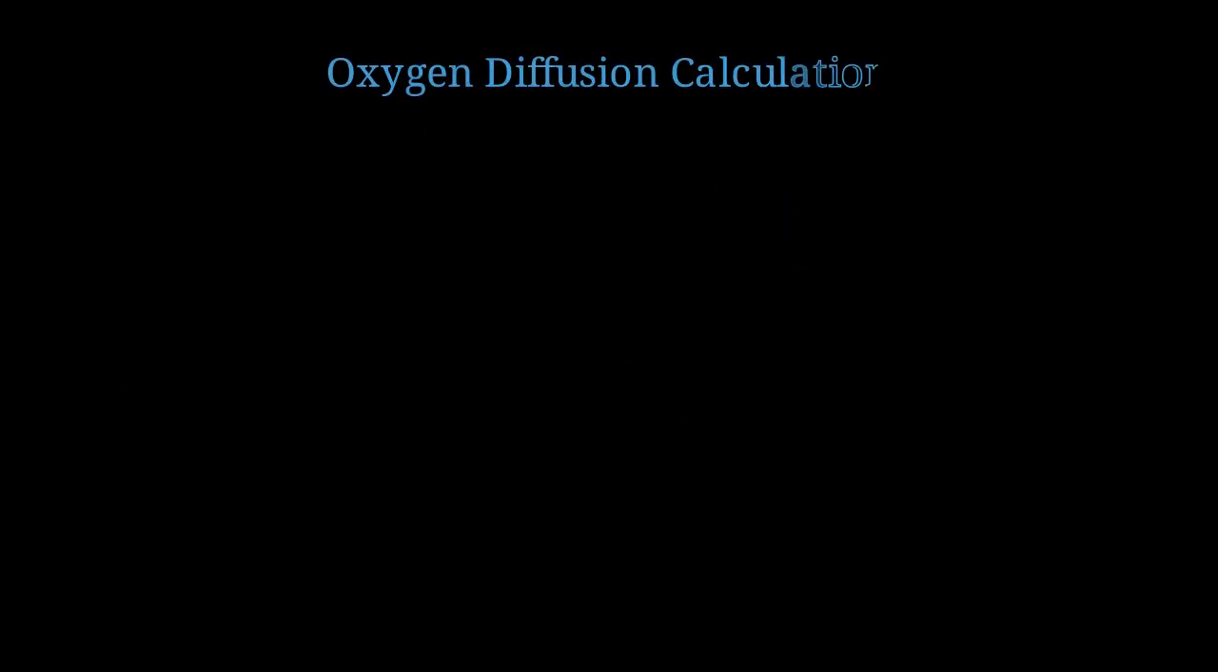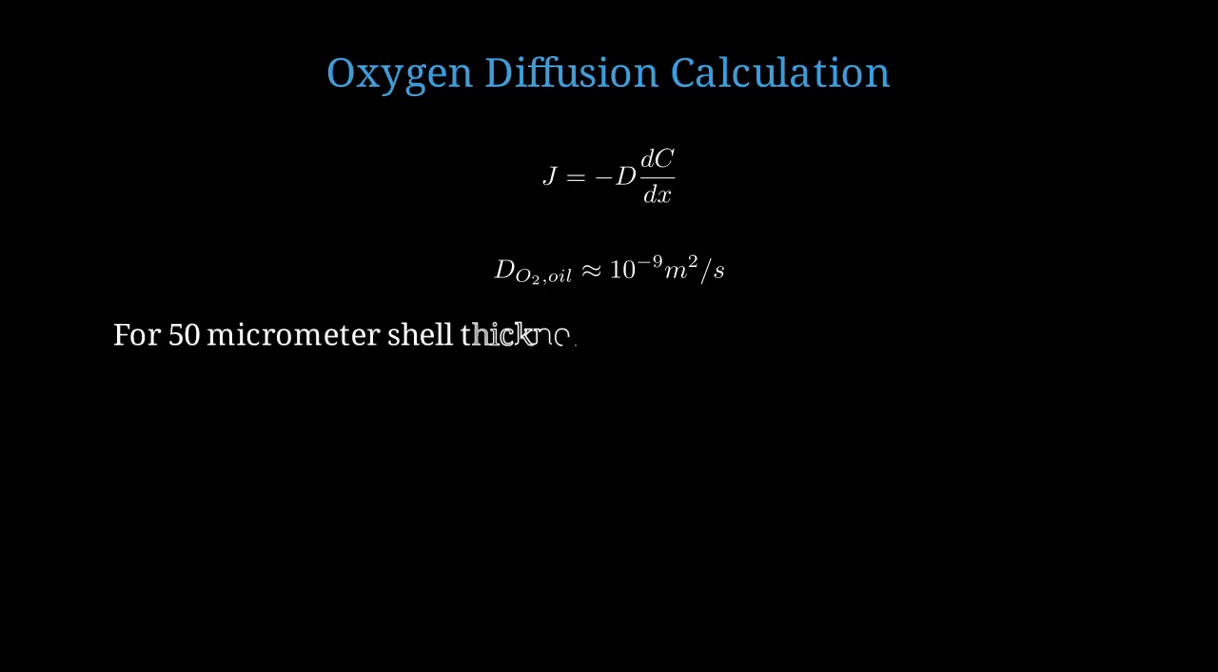Let's calculate if oxygen diffusion is sufficient. This is a critical design constraint. The diffusive flux J equals -D times dC/dx, where D is the diffusion coefficient and dC/dx is the concentration gradient. The oxygen diffusion coefficient in oil is approximately 10^-9 meters squared per second. For a 50 micrometer thick oil shell, the diffusion time equals L squared over 2D, which is (50 micrometers) squared divided by 2 times 10^-9, giving 1.25 seconds. This is fast enough to supply oxygen to cells.